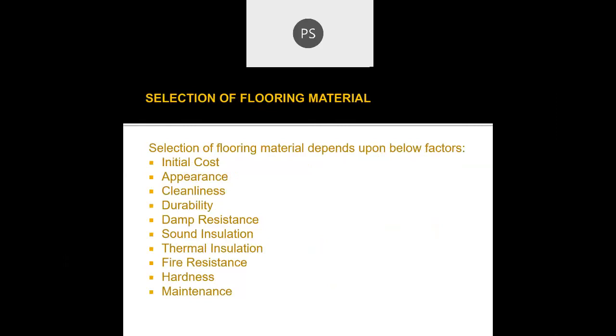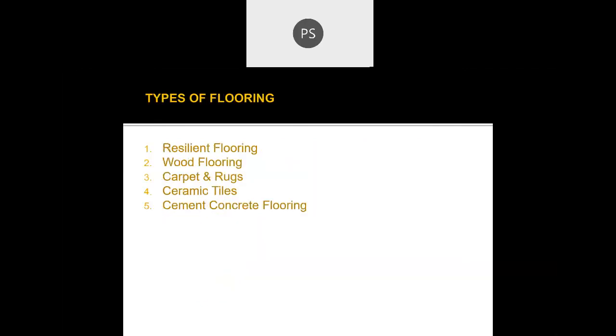Selection of flooring materials. Selection of flooring materials depends upon the following factors: initial cost, appearance, cleanliness, durability, damp resistance, sound insulation, thermal insulation, fire resistance, hardness, and maintenance. Thank you, ma'am. The rest is explained by my friend Motiur Rahman Chaudhary.